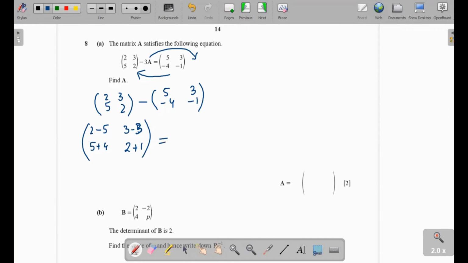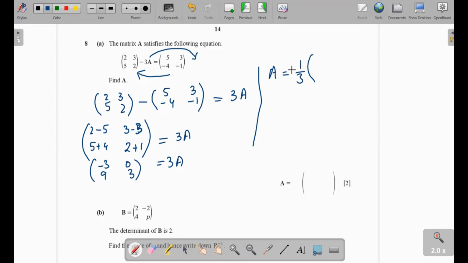Okay, that is equal to 3A. And minus 3, 9, 0, 3, 0, 3A. Now we get A inverse, 1 over 3 times minus 3, 9, 0, 3, which is minus 1, 3, 0, 1. That is the answer. When we multiply this, we get minus 1, 3, 0, 1.